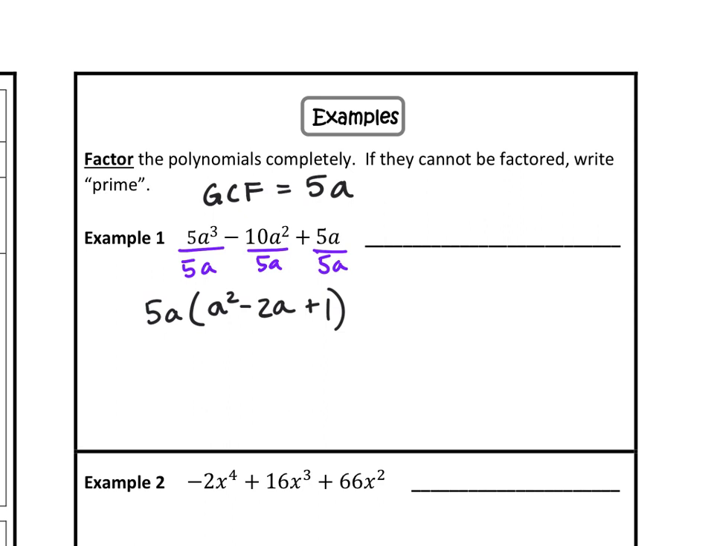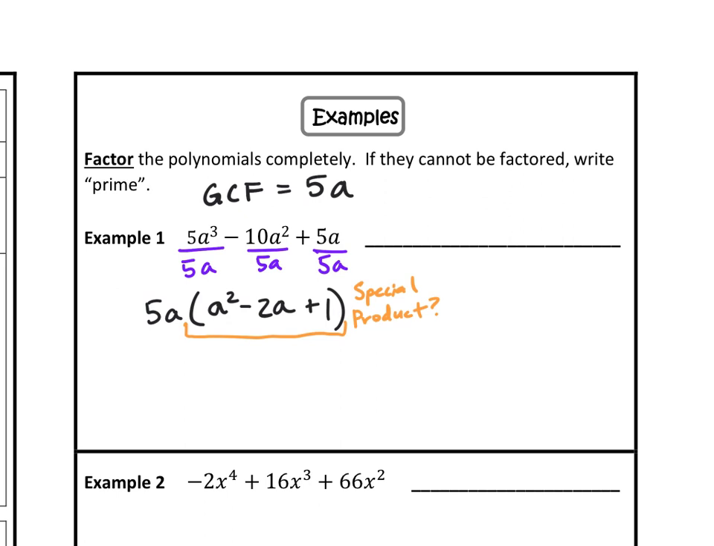Now, the next thing is, it says factor the polynomials completely. So what we have to do next is check and see, let me use a different color here. Okay, we want to check and see, is this a special product? Is it a difference of squares? Is it something that we've seen before?